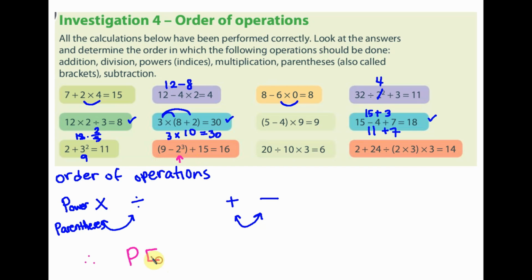In order to perform the parentheses, I have to do the exponent. So the exponent in here, 2 cubed. So you're doing 2 times 2 times 2, which is 8. So 9 minus 8 is 1. 1 plus 15, I get 16.